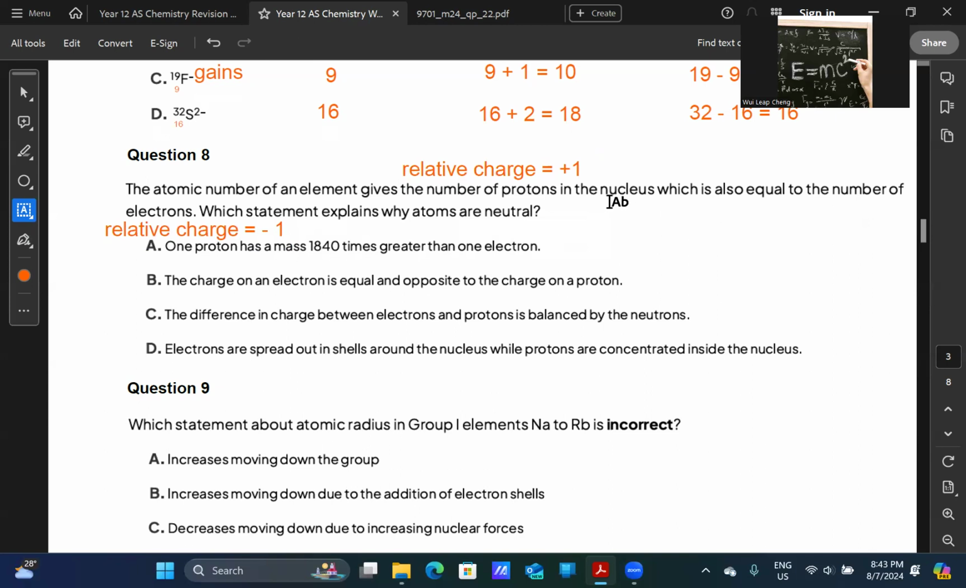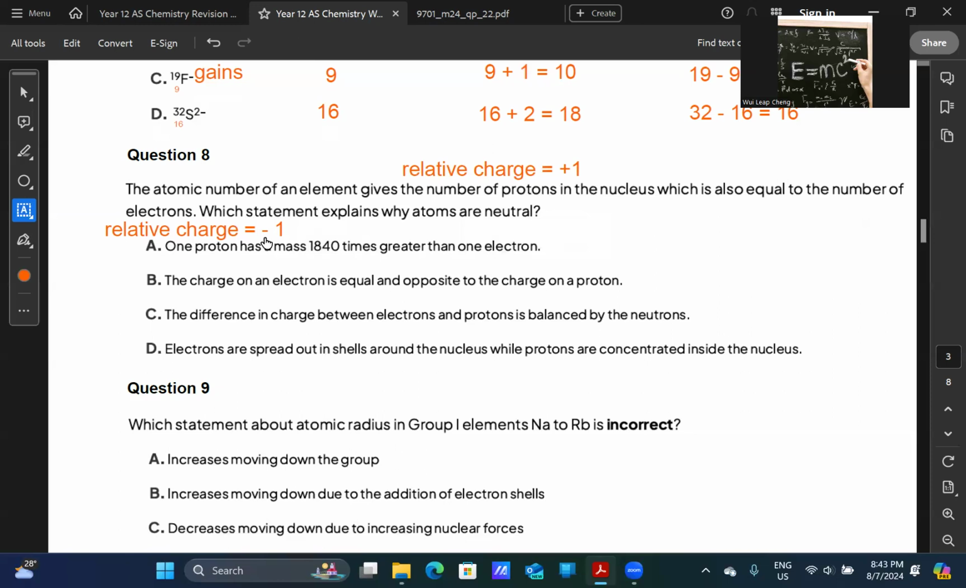To this question, the element has the same number of protons and electrons. As you know, the charge on an electron is equal and opposite. What's meant by this opposite? It means that protons and electrons carry opposite charges, and this can cancel out their effect. The positive charge is balanced by the negative charge.